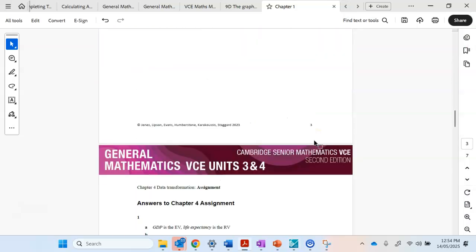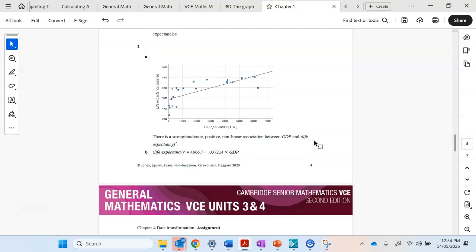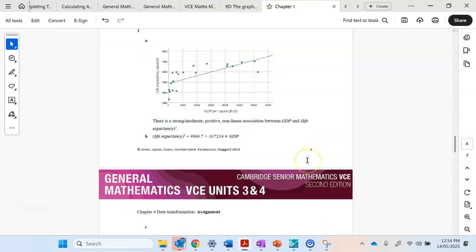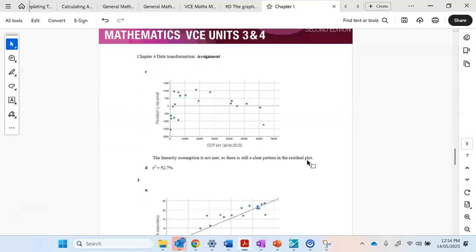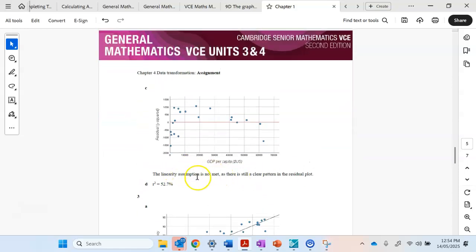I'm just going to scroll down to the solutions because you're probably keen, because I'm not writing them down. Yeah. So the linearity assumption is not met, as there is still a clear pattern in the residual plot. So we got the same residual plot on our calculator. Notice the residuals on the y-axis, it says residual of y squared. All right, so just making sure that you're consistent with how you label it.